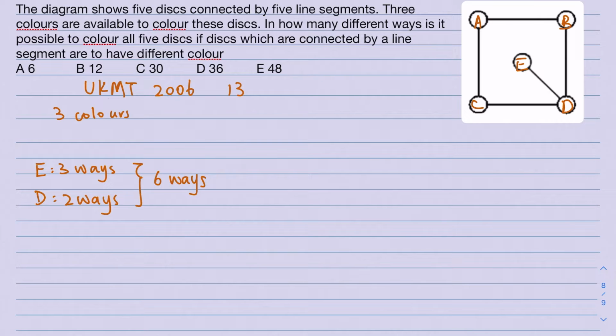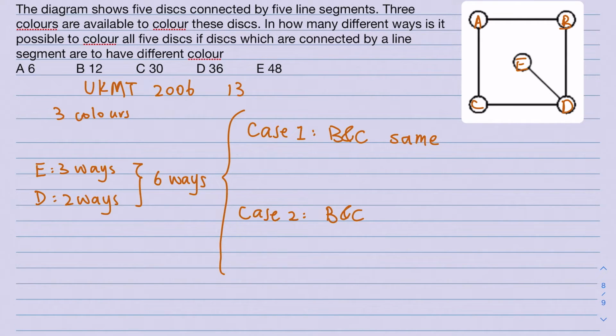So there are 2 cases that we can color B and C in this scenario. The first case, case 1, is B and C have the same color. And the second case, you might have guessed already, is B and C have different colors.